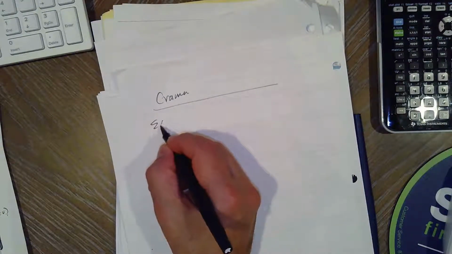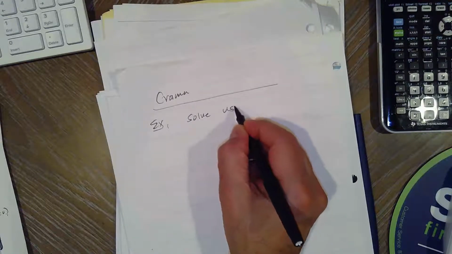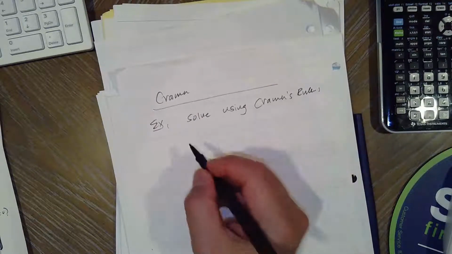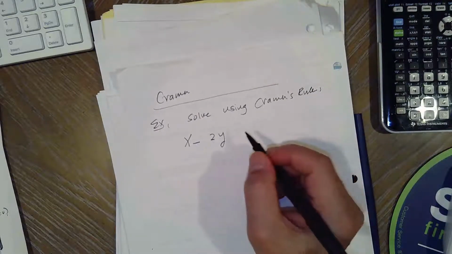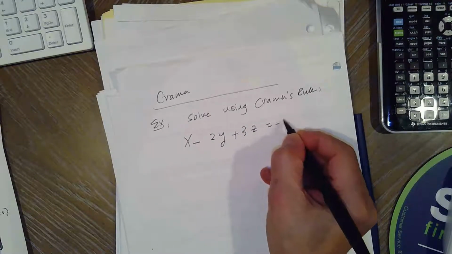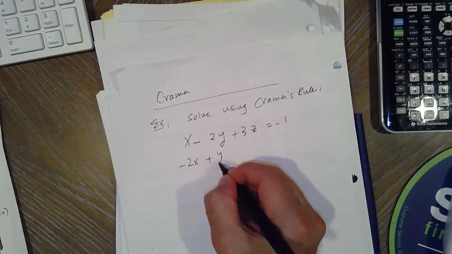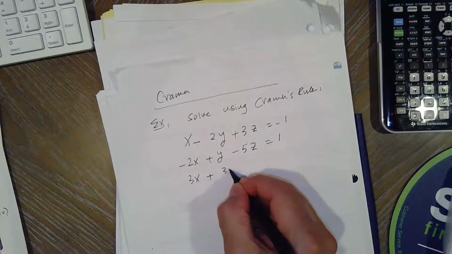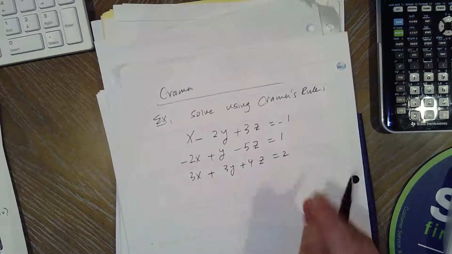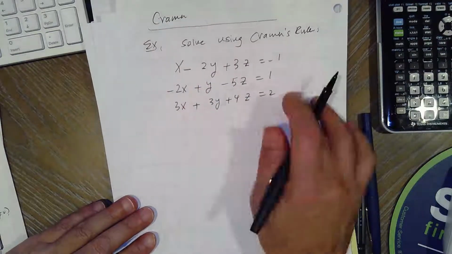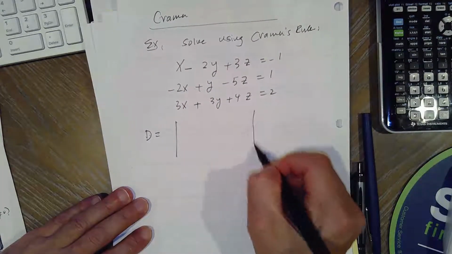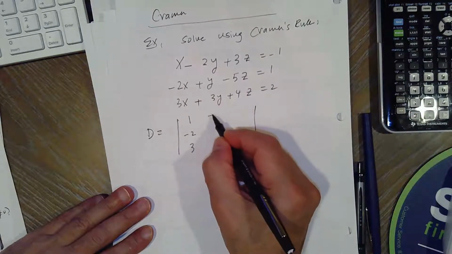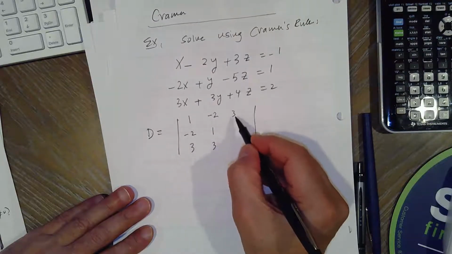Solve using Cramer's rule: x minus 2y plus 3z equals negative 1, negative 2x plus y minus 5z is 1, and 3x plus 3y plus 4z is 2. Okay, so everything is in standard form, so we start with D, because if it's 0 we stop and then we do something else. 1, negative 2, 3, negative 2, 1, 3, 3, negative 5, 4.